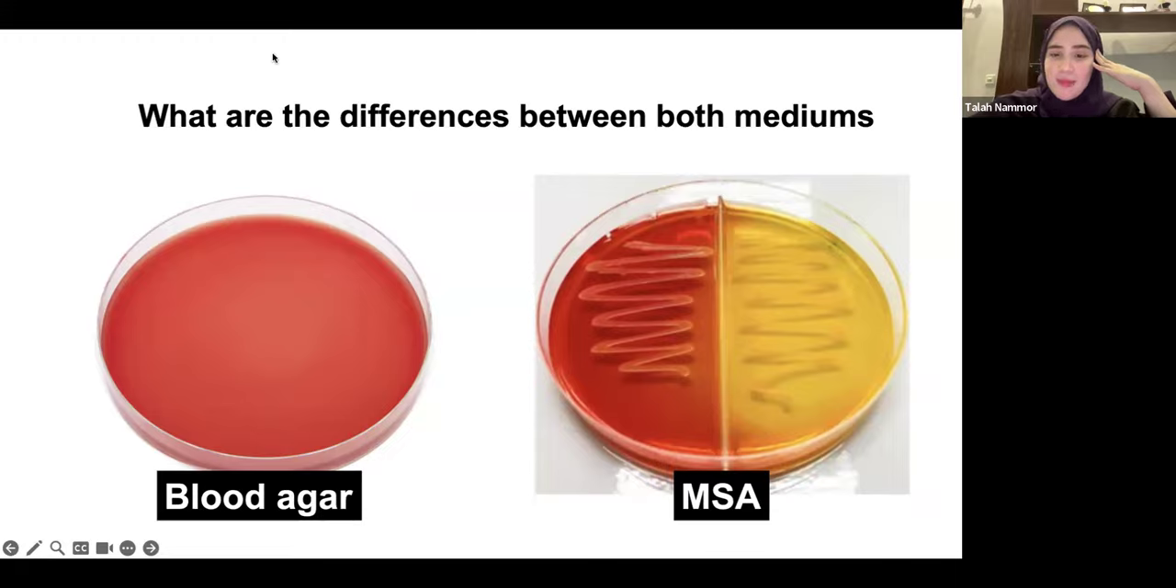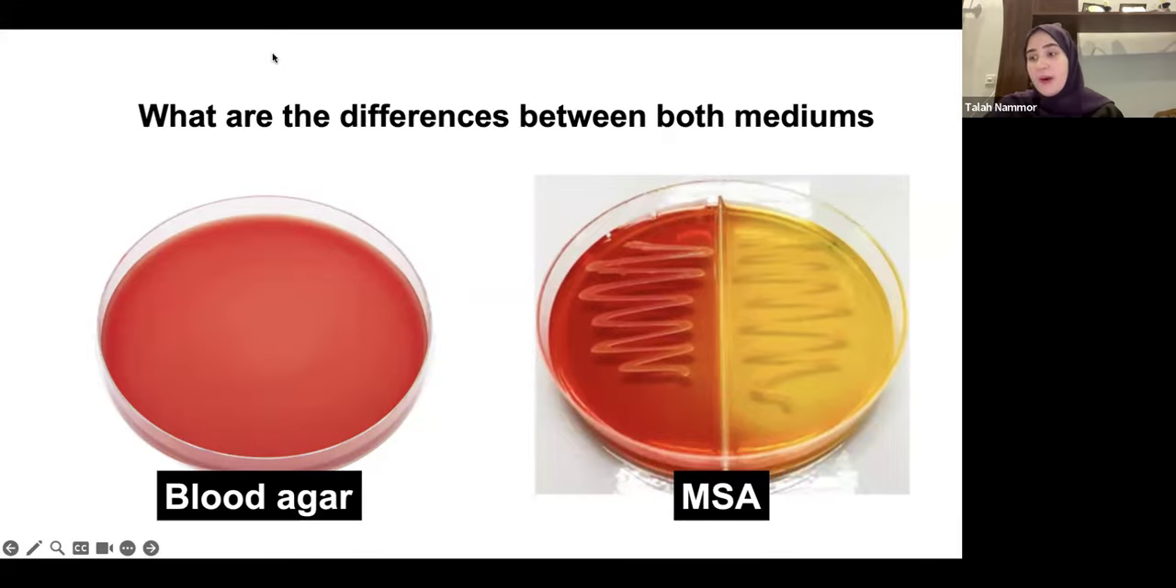So all of these are questions they might ask you. It might be written or it might be MCQ. So يلا. Okay. MSA is both differential and selective.